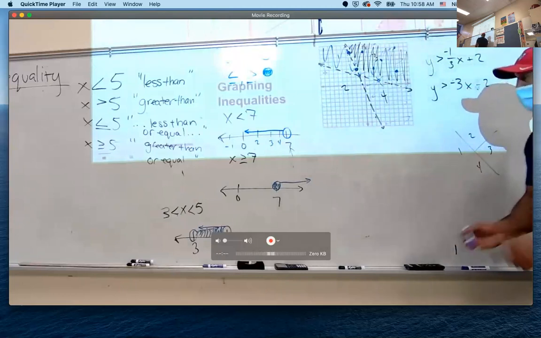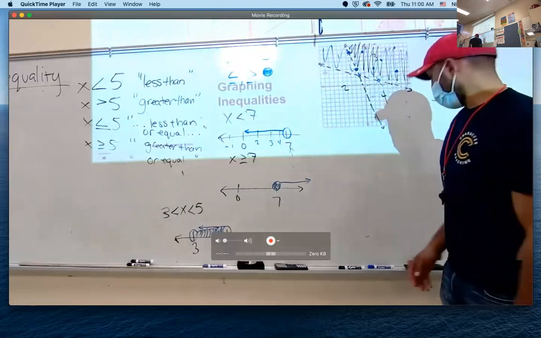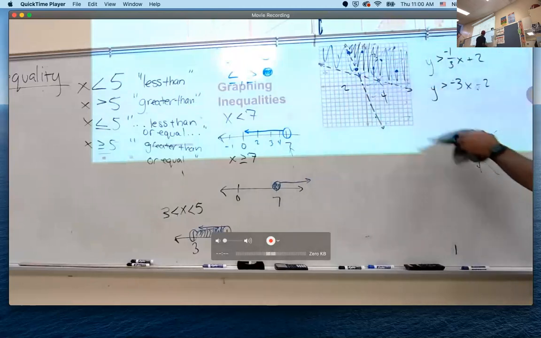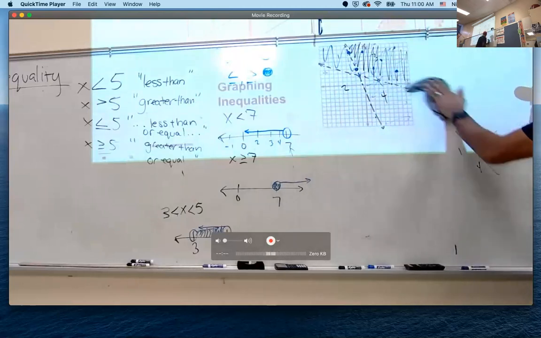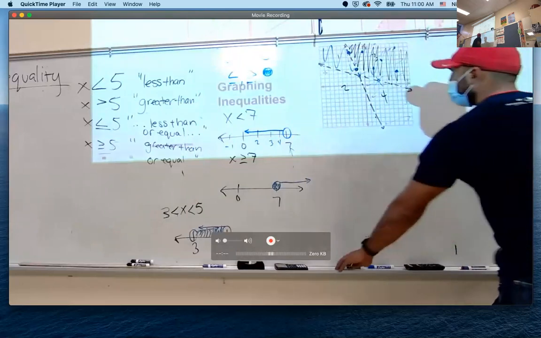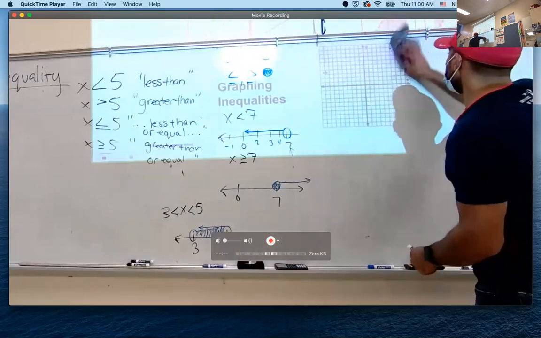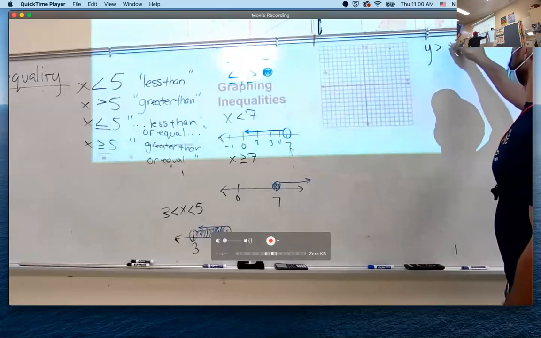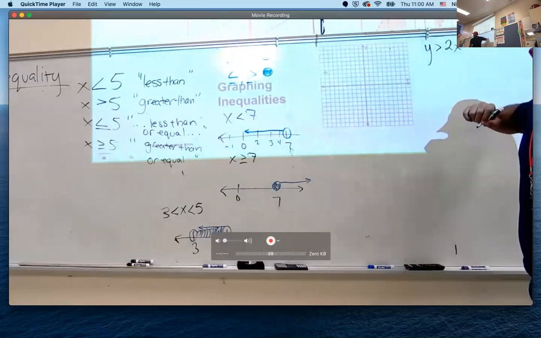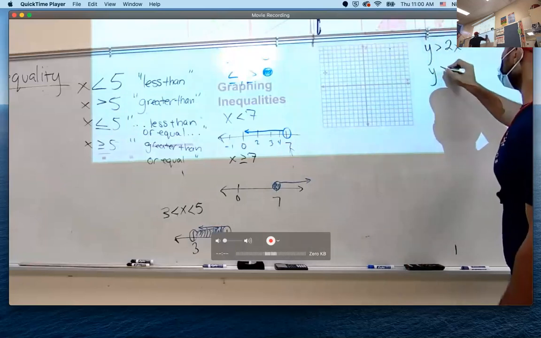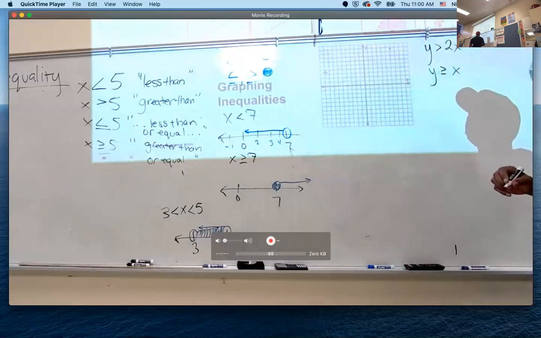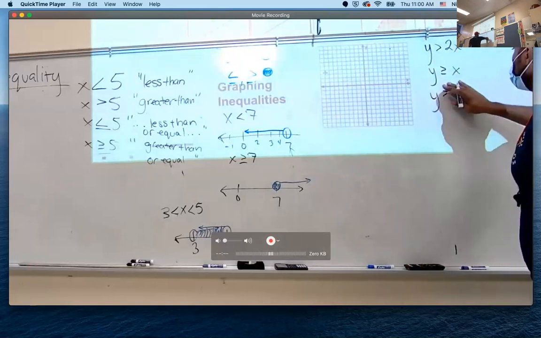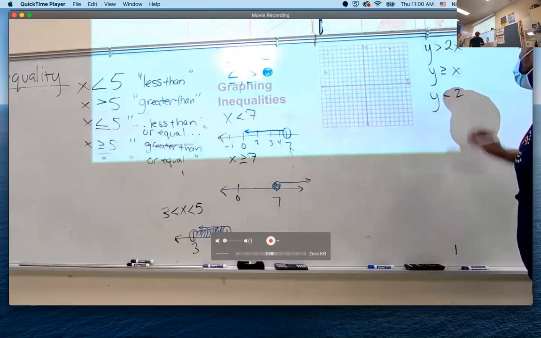All right, here are some special cases that I want to talk about. I'm just doing this because I'm doing a video, throwing a line at you. Special cases: y is greater than 2x. Y is greater than or equal to x. Or y is, let's say, less than 2.